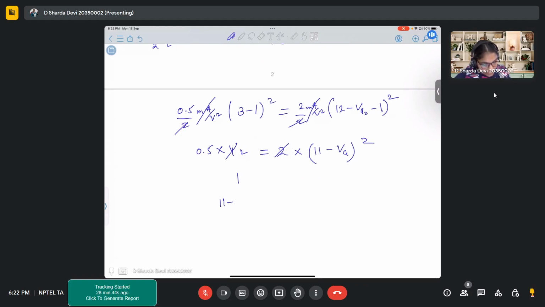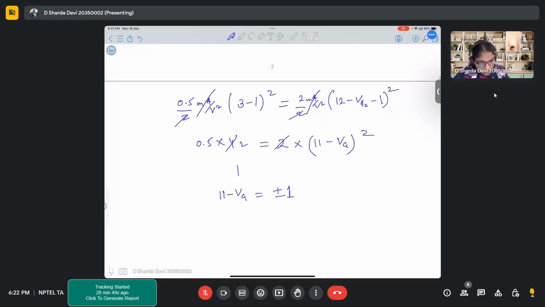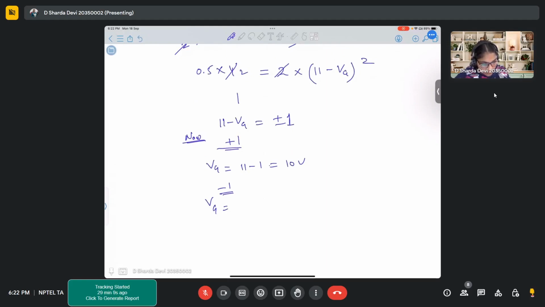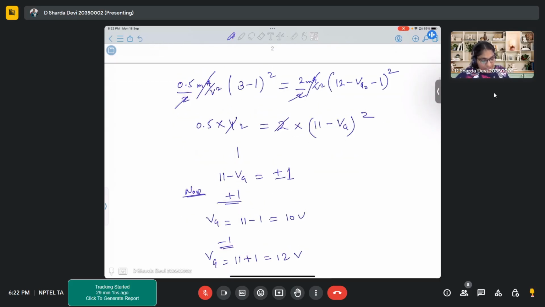Because 11 minus Vg equals plus minus 1. So now 12 plus 1. Vg is equal to 11 minus 1, that is 10 volts. So minus 1, Vg, that is 12 volts. But can Vg be 12 volts? That is the question.